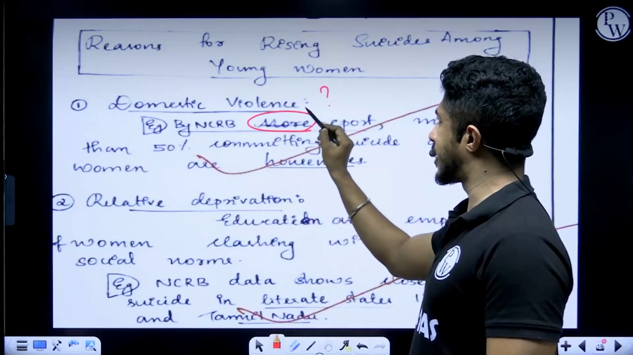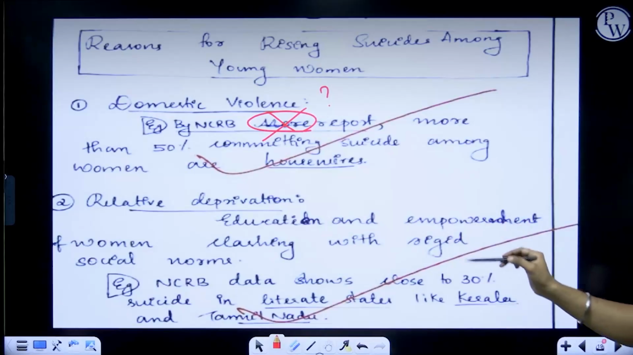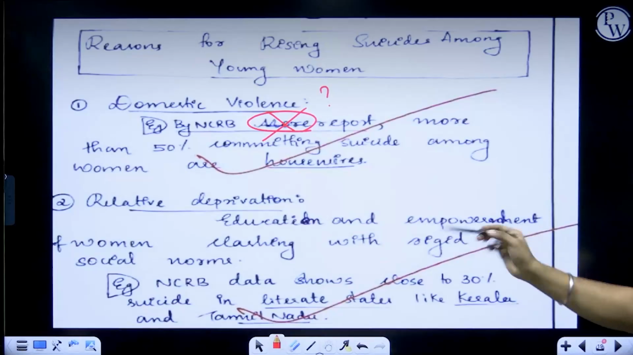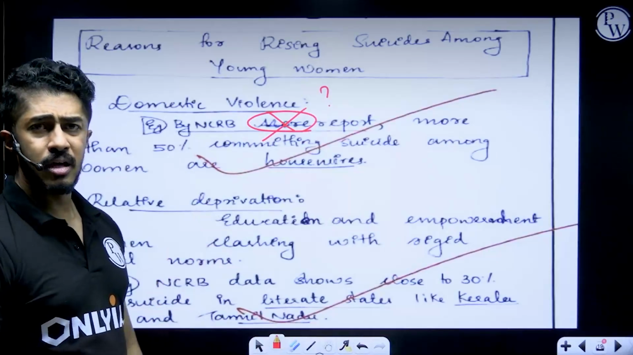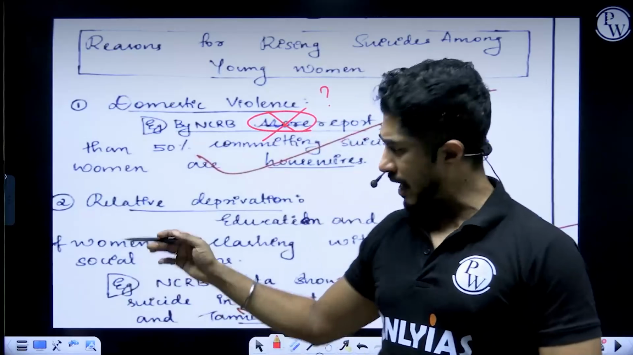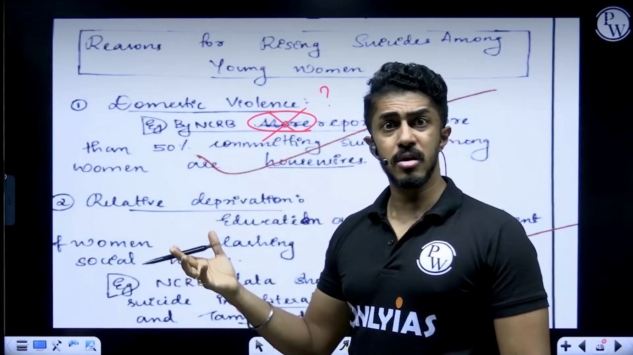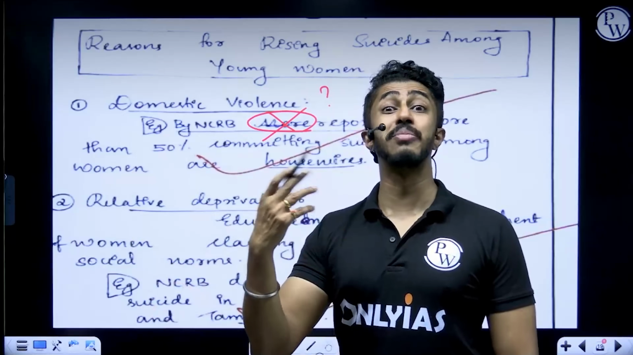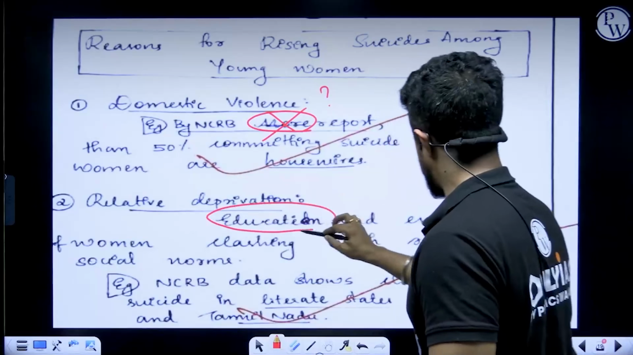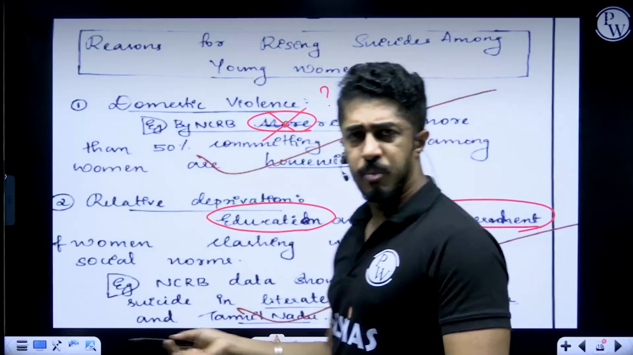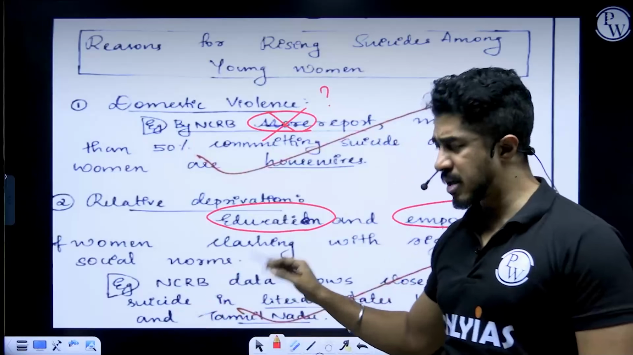And try to avoid these striking out, etc. Relative deprivation, education and empowerment for women clashing with rigid social norms. But how is that heading being explained? Instead, what should have been the sentence here for relative deprivation? Social norms often deprive women of access to education and employment, rather than writing it as empowerment. Correct? Then you give the example.